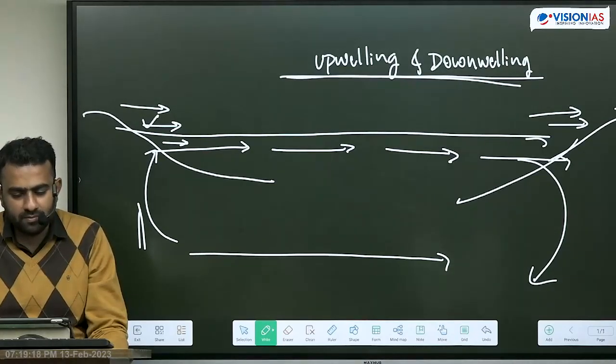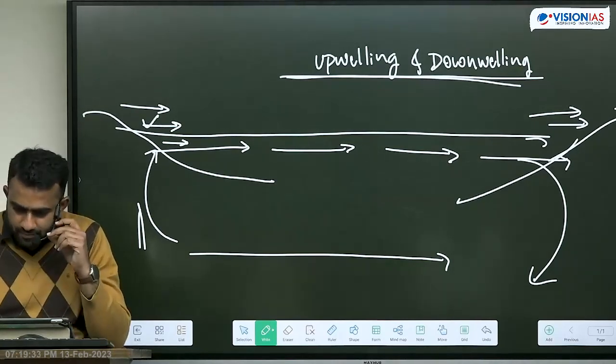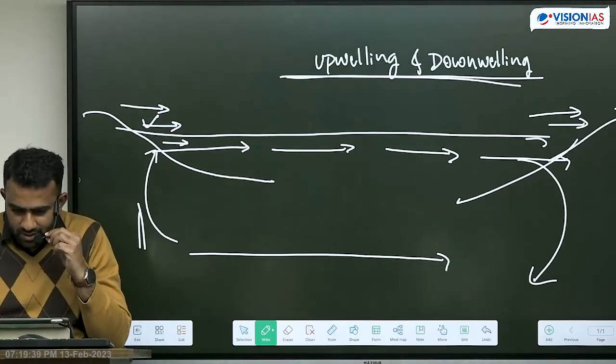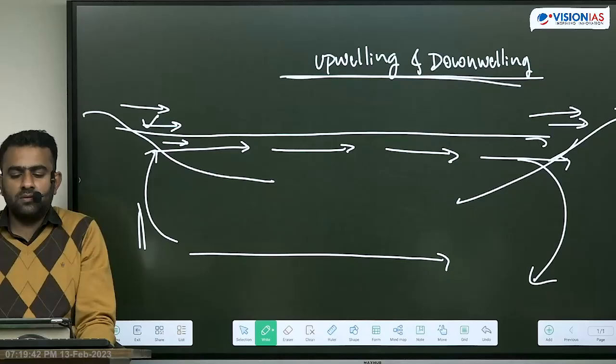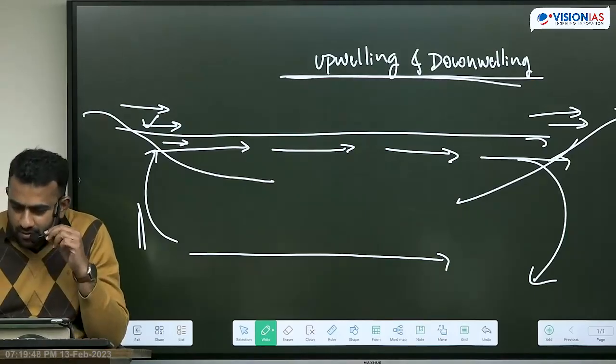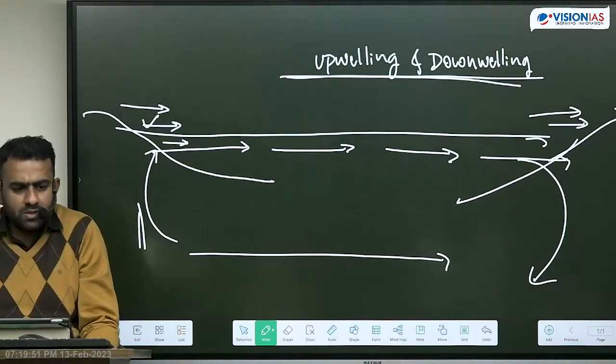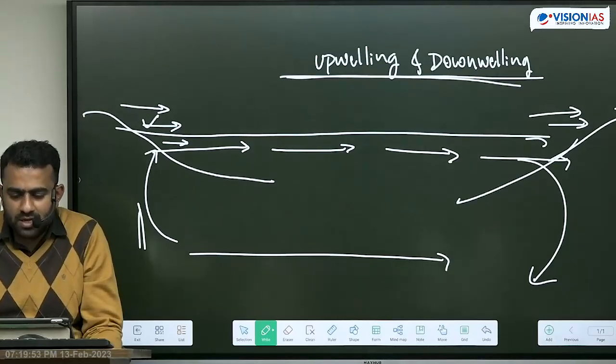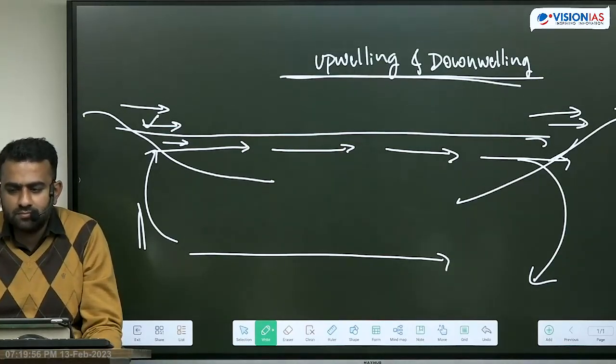Next, upwelling. The offshore winds push the surface waters away and cause the cold water from the bottom to rise up to the surface.